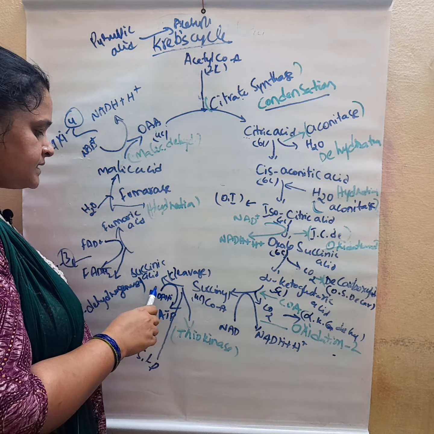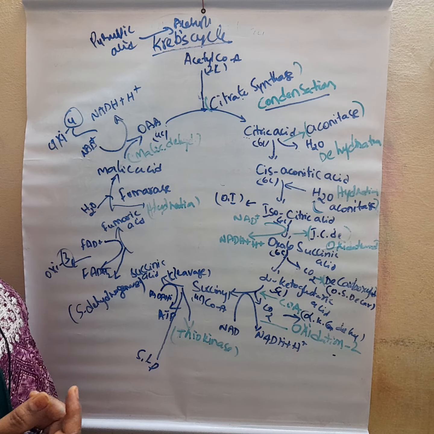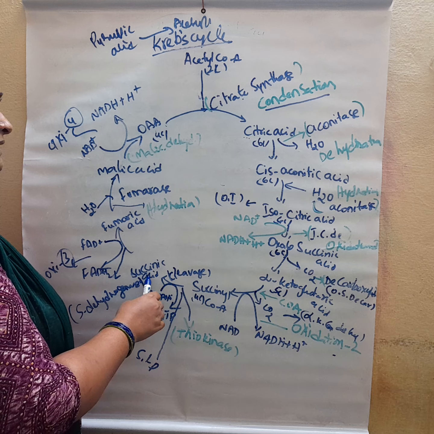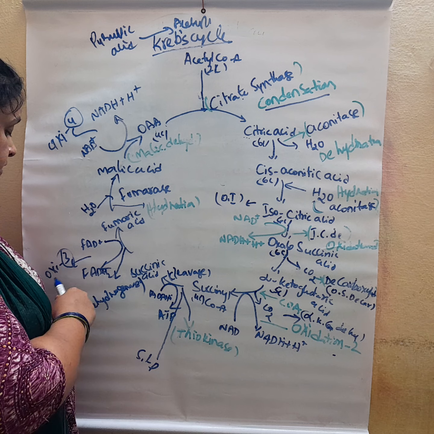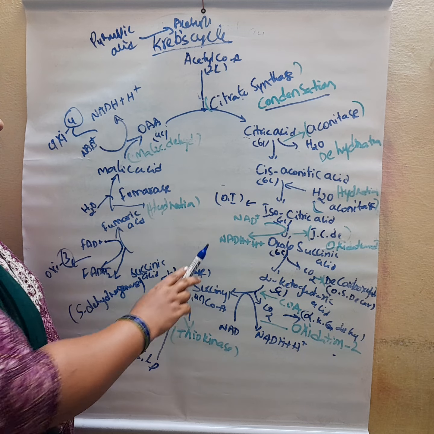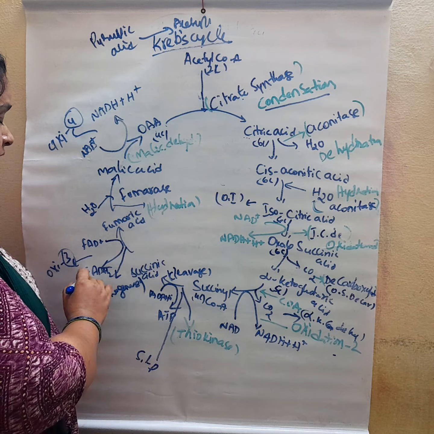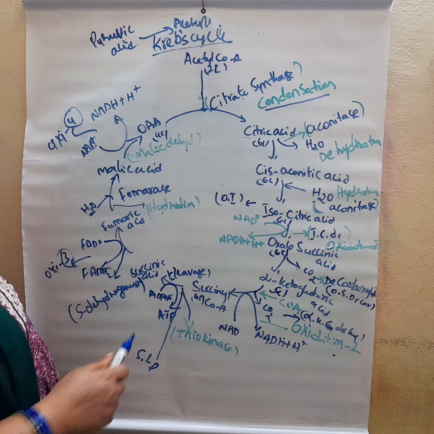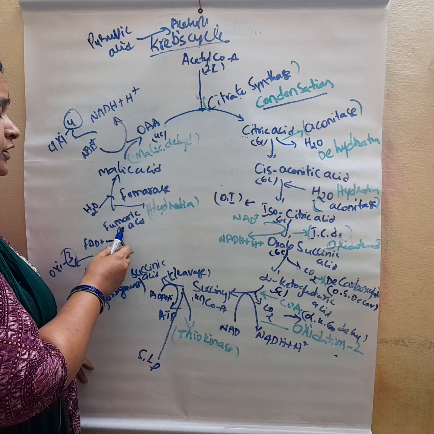Now this succinyl CoA is converted into succinic acid in the presence of an enzyme called succinyl thiokinase. This process is called cleavage. Now this succinic acid undergoes the third oxidation, oxidation 3, in the presence of an enzyme called succinate dehydrogenase, and here the coenzyme is not NADH plus. Here FADH2 is formed. This succinic acid is converted into fumaric acid.